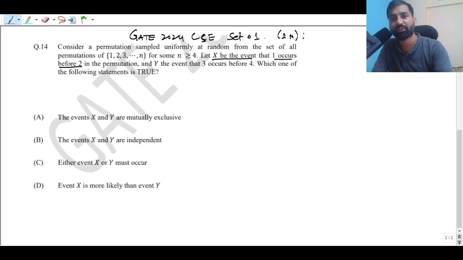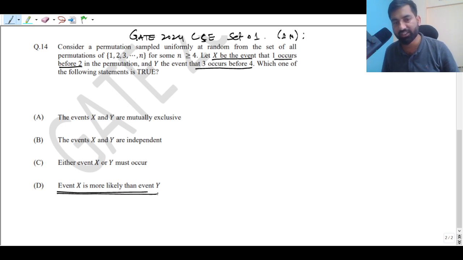So what is a permutation? It is an ordered arrangement. You have to arrange 1, 2, 3, 4, 5 till n, and you have to ensure that 1 should come before 2. And the event y is that 3 occurs before 4. Which of the following is a true statement? Option A: the events x and y are mutually exclusive. Option B: events x and y are independent. Option C: either event x or y must occur. Option D: event x is more likely than event y. For option D, you have to find it by computing the probability.